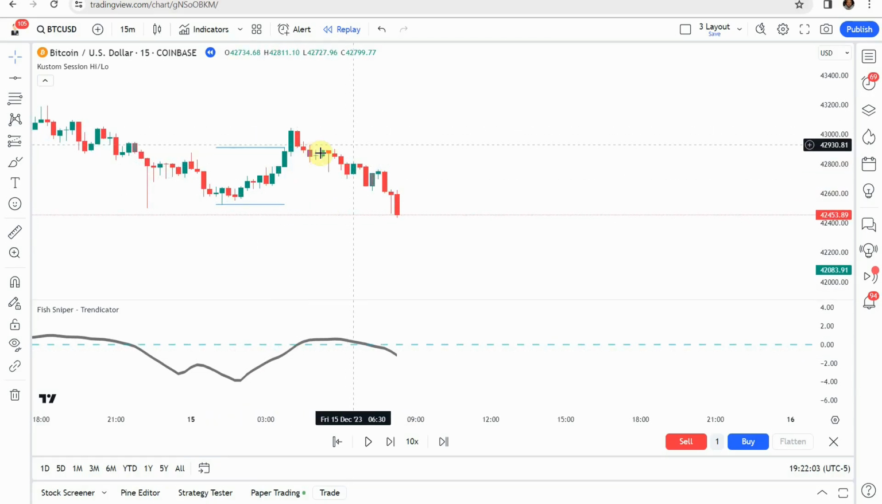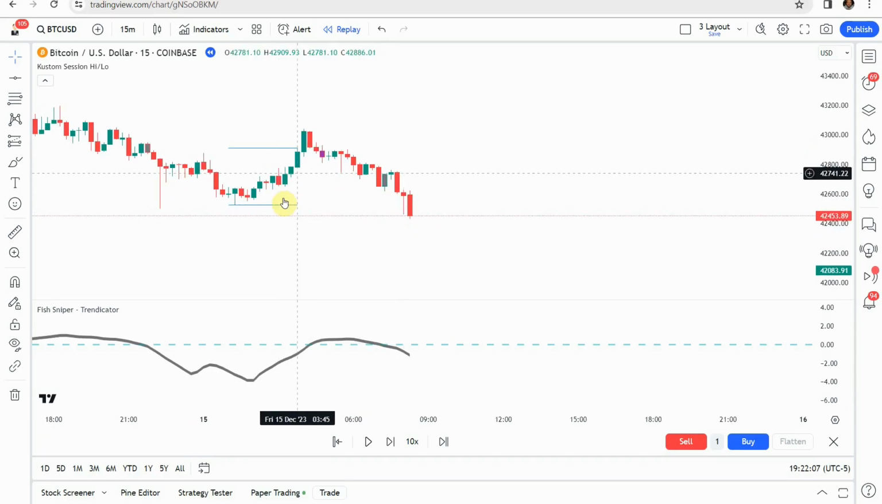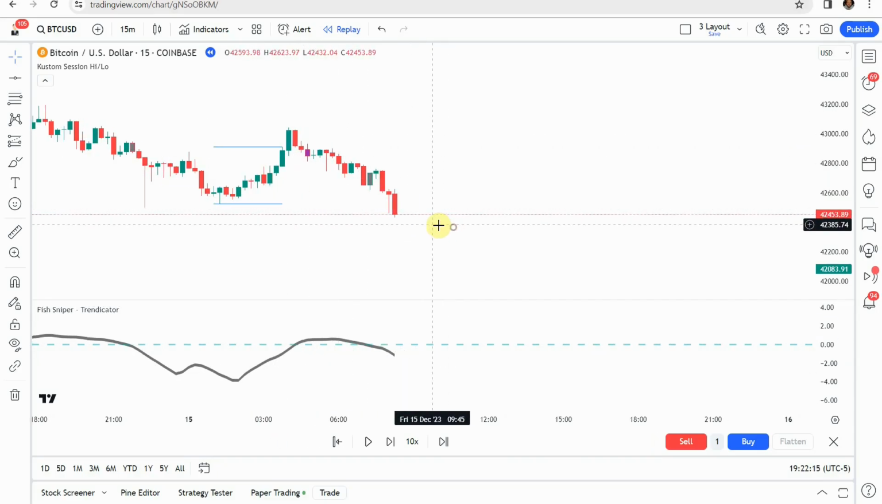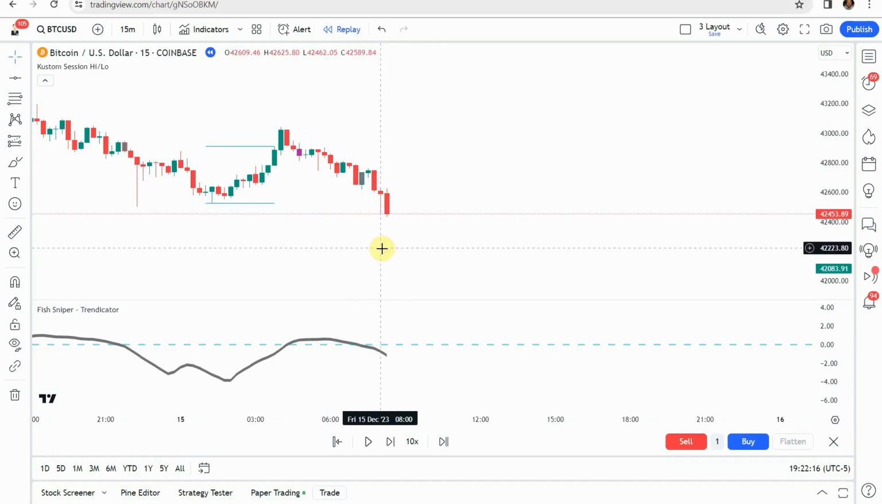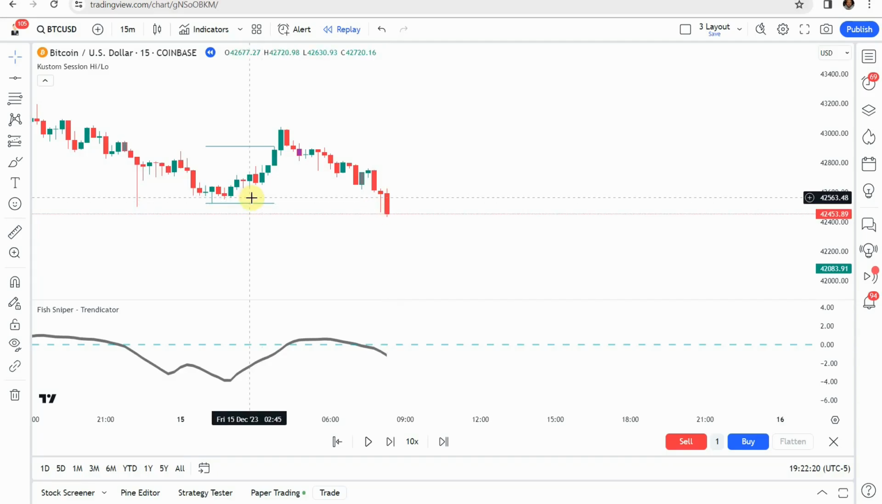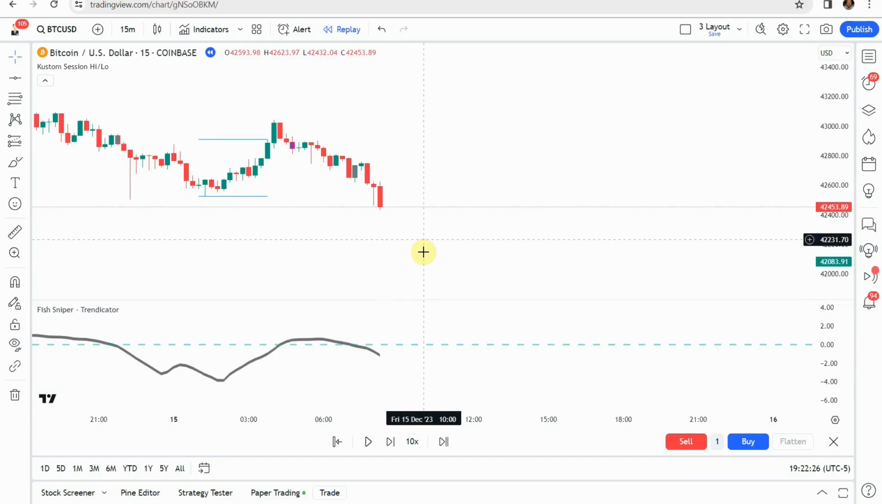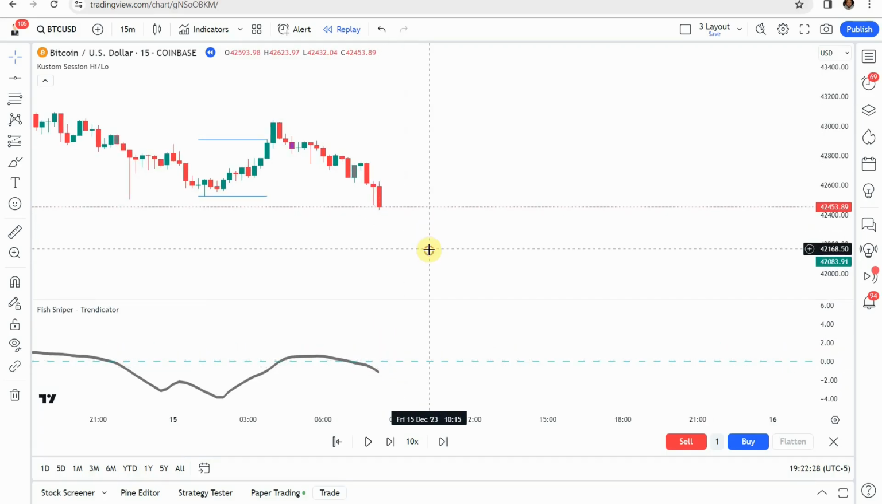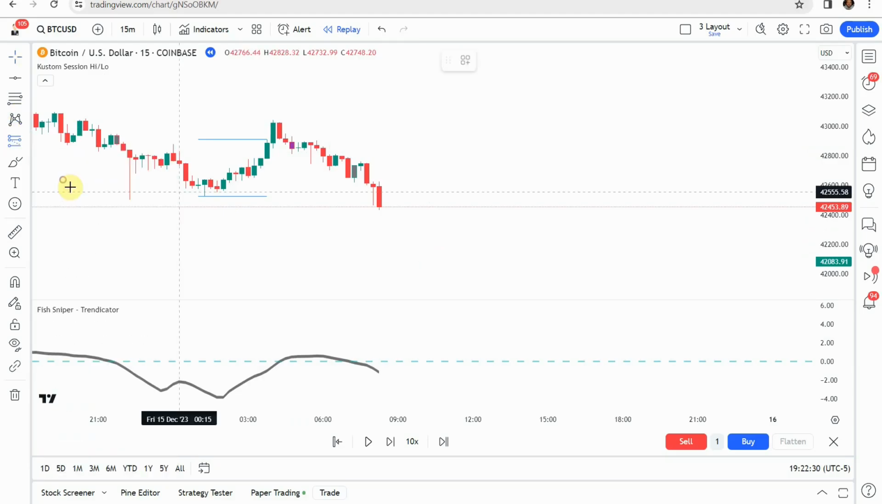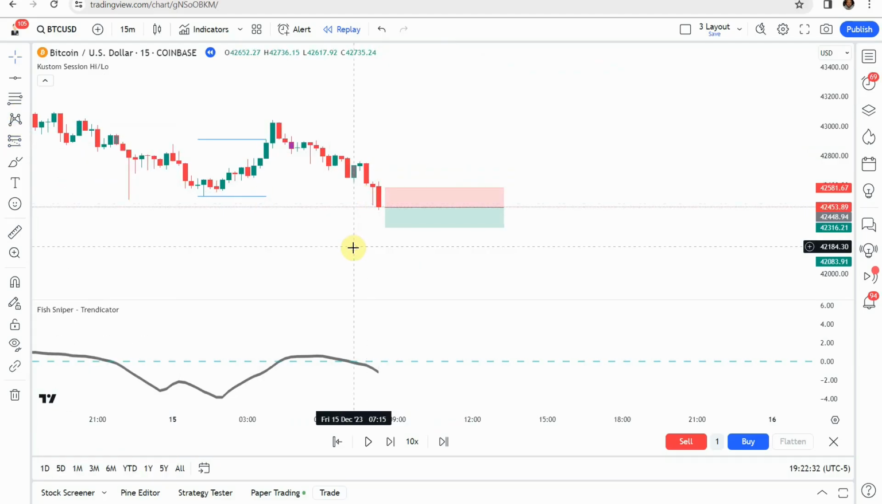And then what we did was we just looked for it to break in the opposite direction. And so sometimes it will break a direction first and things won't line up, but then it breaks this time in the opposite direction. And you can see here that as it makes this break and close below this line right here, then the fish sniper is actually in or below that lower dashed line, or that middle dashed line right there. That's going to be our entry into a short right there.